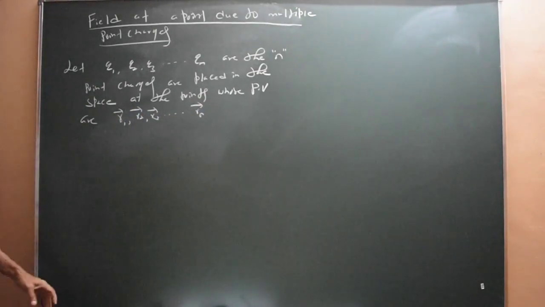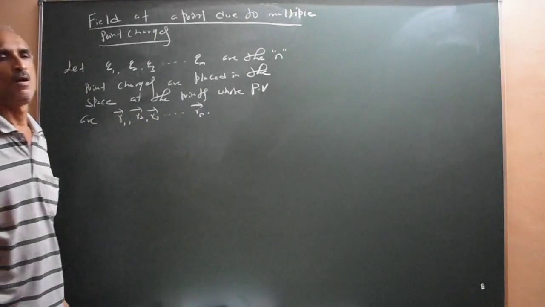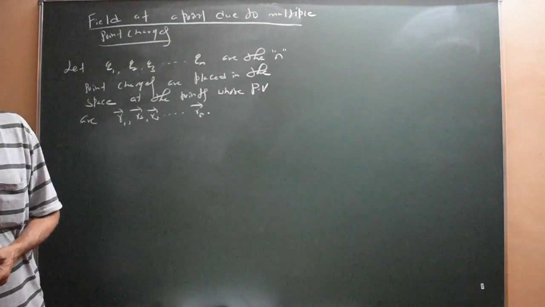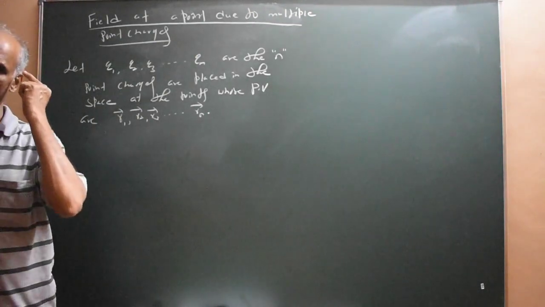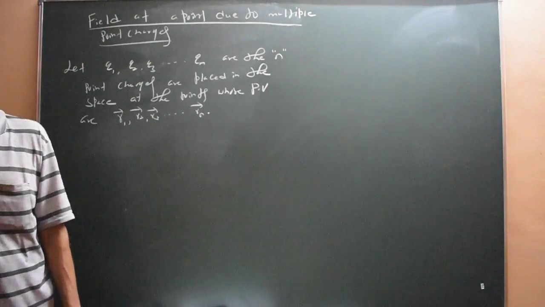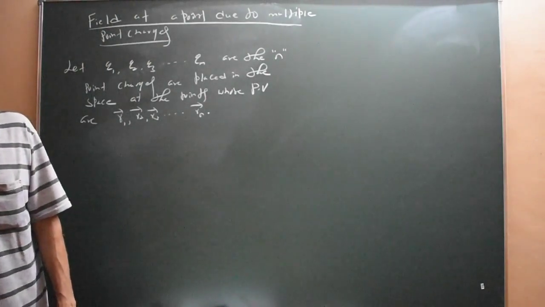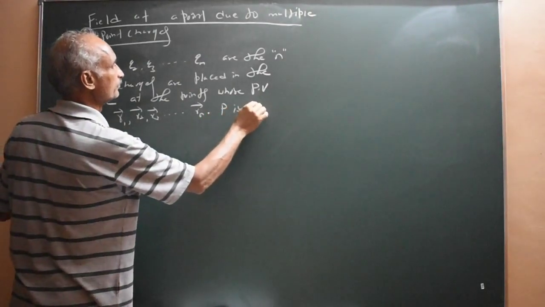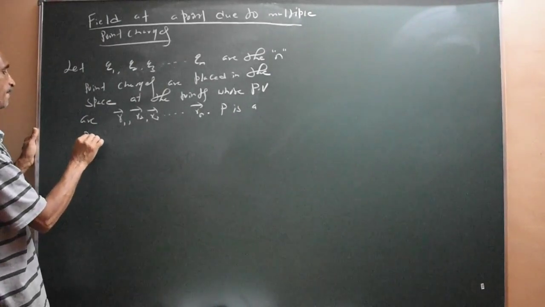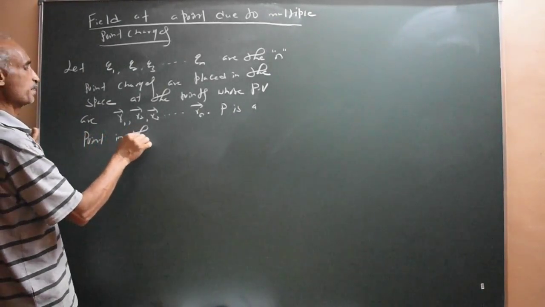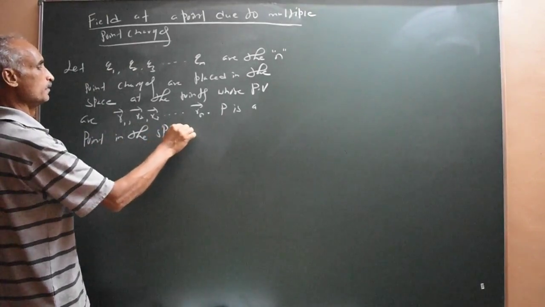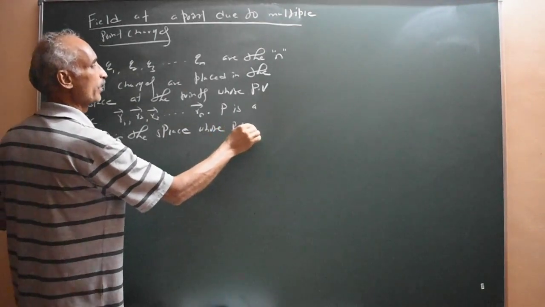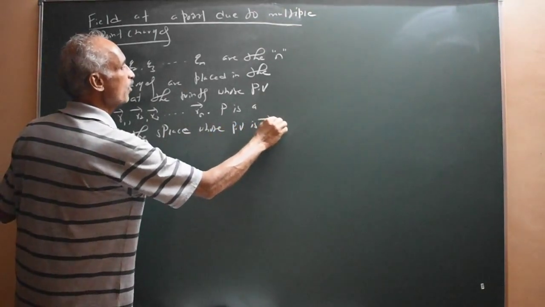Now I would like to calculate the field at the point P, whose position vector is R bar, meaning OP bar is R bar. P is a point in the space whose position vector OP bar is equal to R bar.